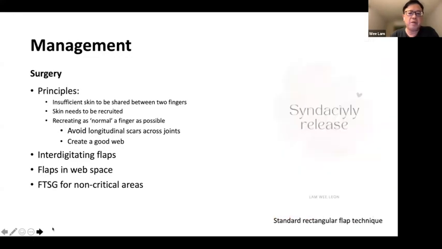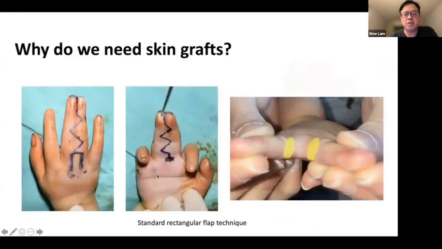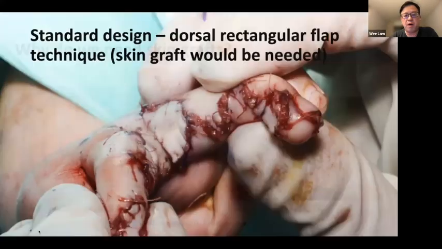So let's go on to this. Why do we need skin grafts? Because when you use a standard rectangular flap, you will end up with two raw areas on either side of both fingers, which cannot be covered. And because these are predictable areas, we can design where skin can be recruited to substitute for skin grafts in the graftless technique, usually from the dorsum of the fingers, or as we shall see later, from the dorsum of the hand. So this is typically where you will see the skin grafts after a dorsal rectangular flap technique.